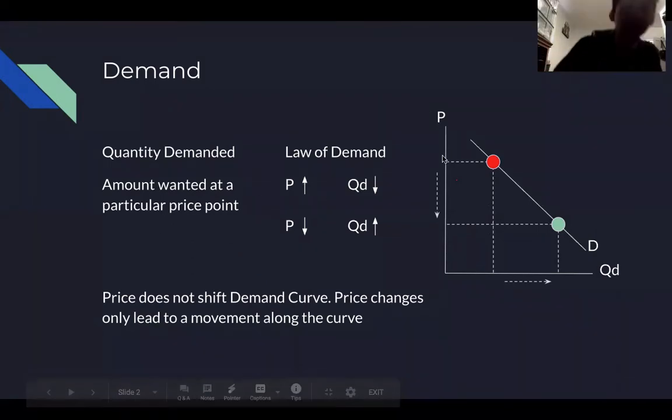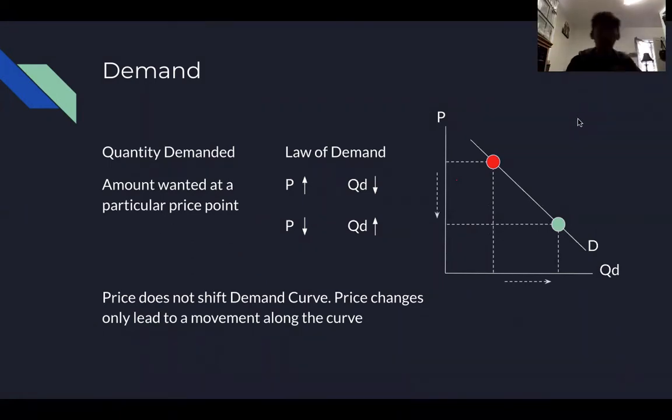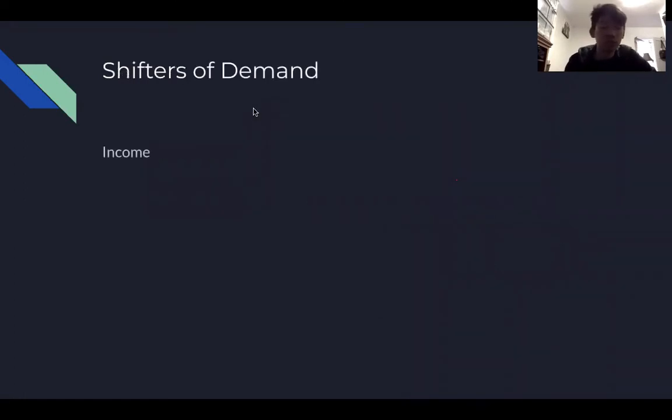So let's continue. We now know how the demand curve is shaped. We now know that the demand curve is a downward sloping curve. So let's talk about what can affect the demand curve. Because we've already settled that price does not shift the demand curve, it only moves along it. So, shifters of demand: the first major shifter is income.